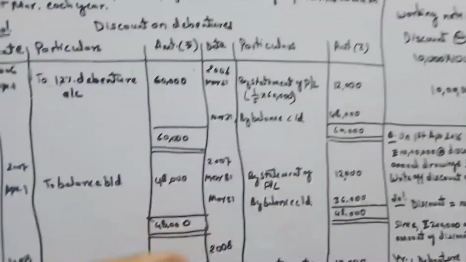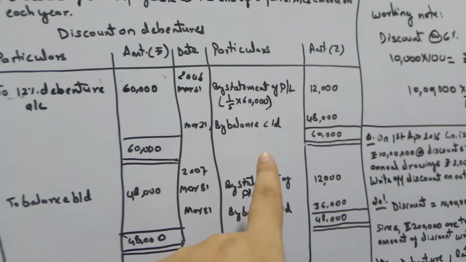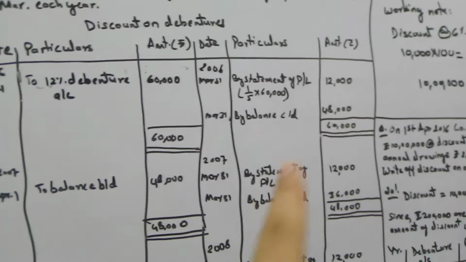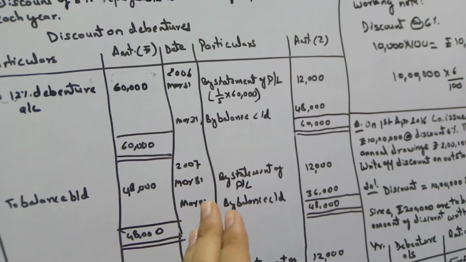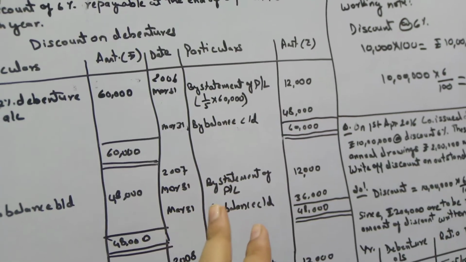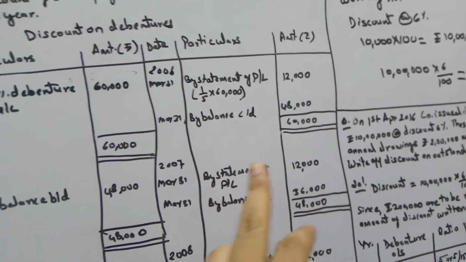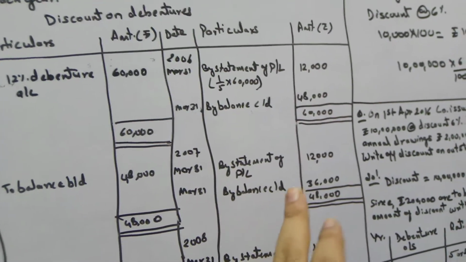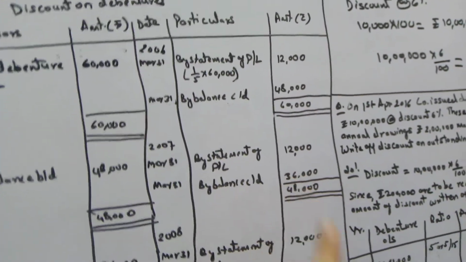Then in the next year, 2007 will start. This balance carried down becomes balance brought down on the 1st of April. So this 48,000 will transfer here. In the same manner, by 31st of March, that is at the end of the year, you have to transfer the 1/5 amount, that is again the 12,000, by statement of profit and loss 12,000. Then you have to calculate the balance carried down. How will you calculate the balance carried down? 48,000 minus 12,000 gives you 36,000.